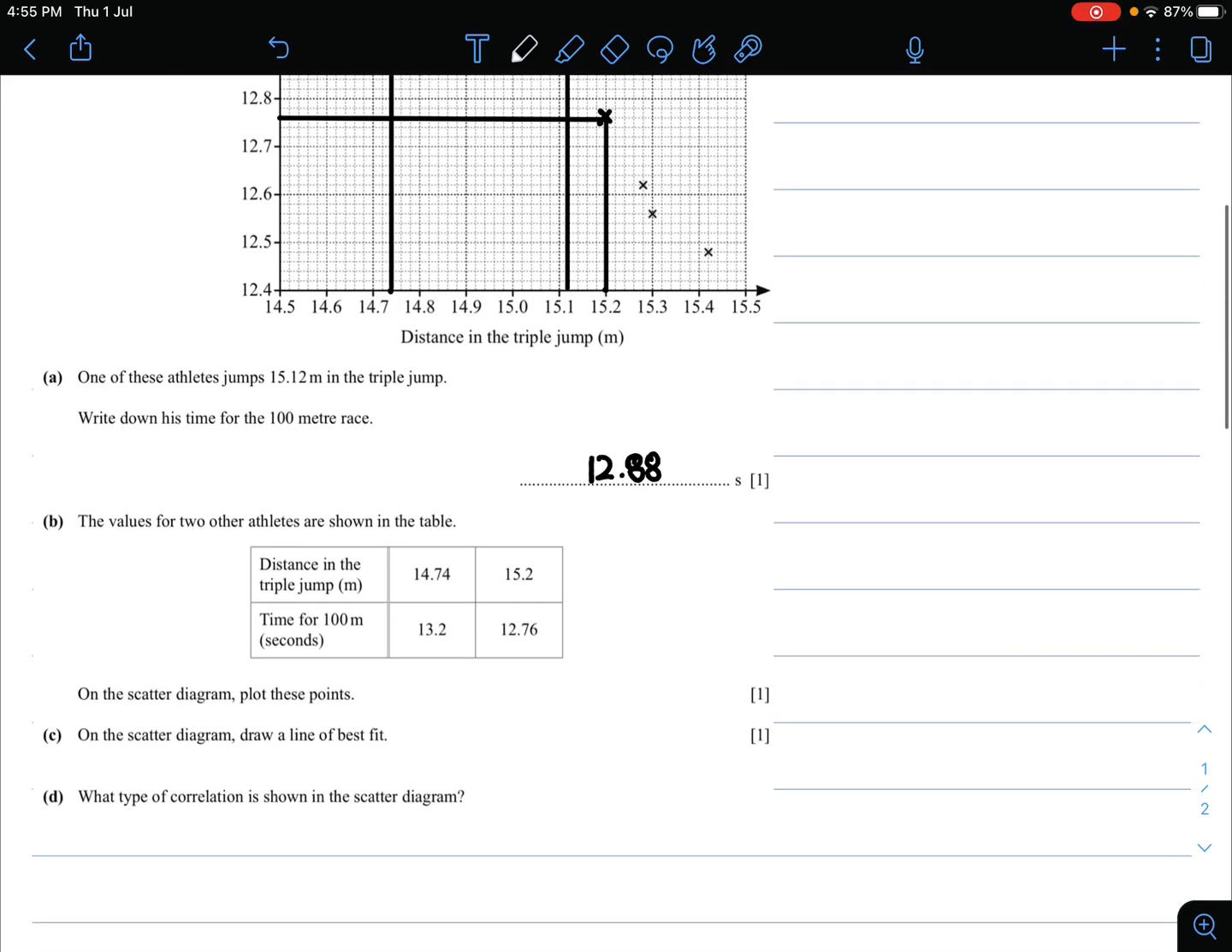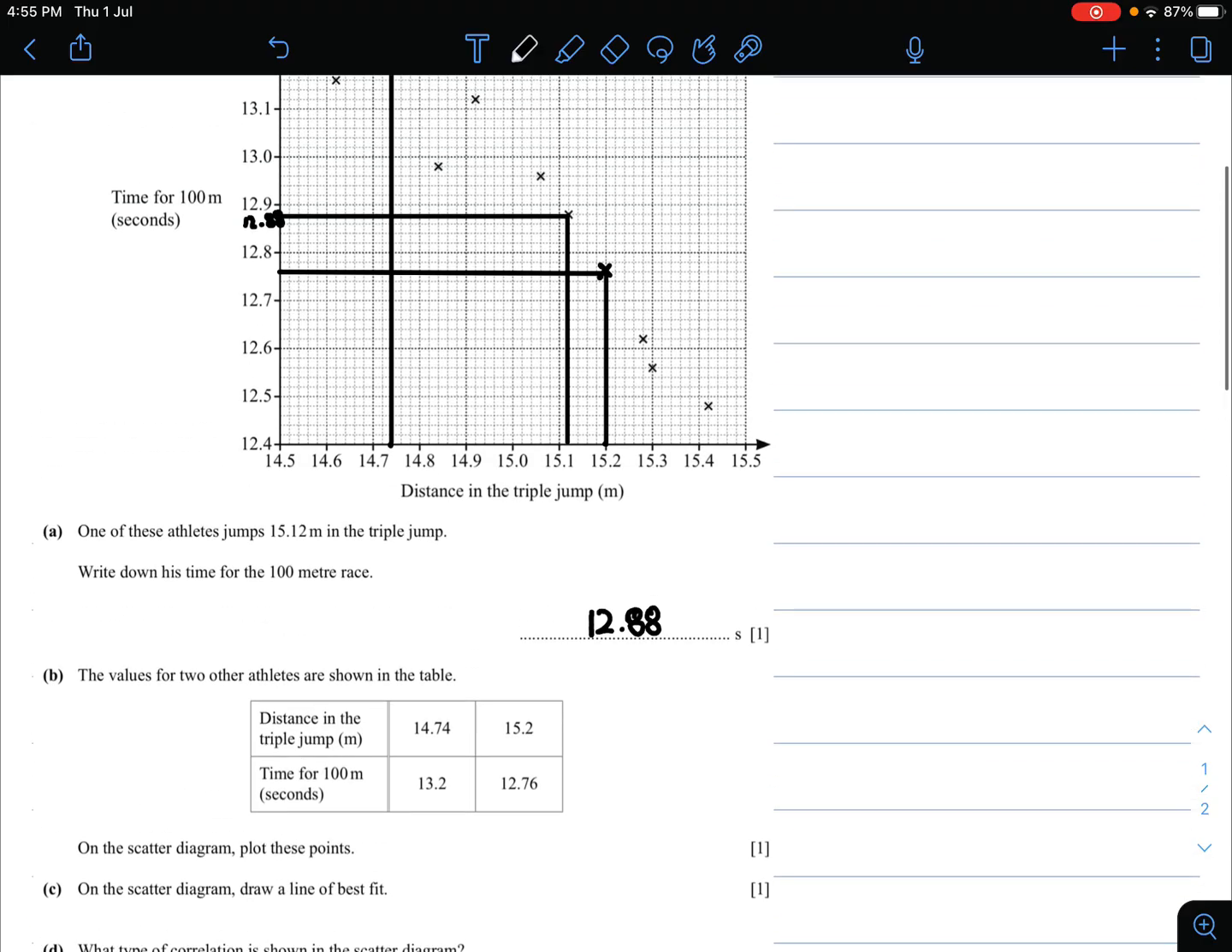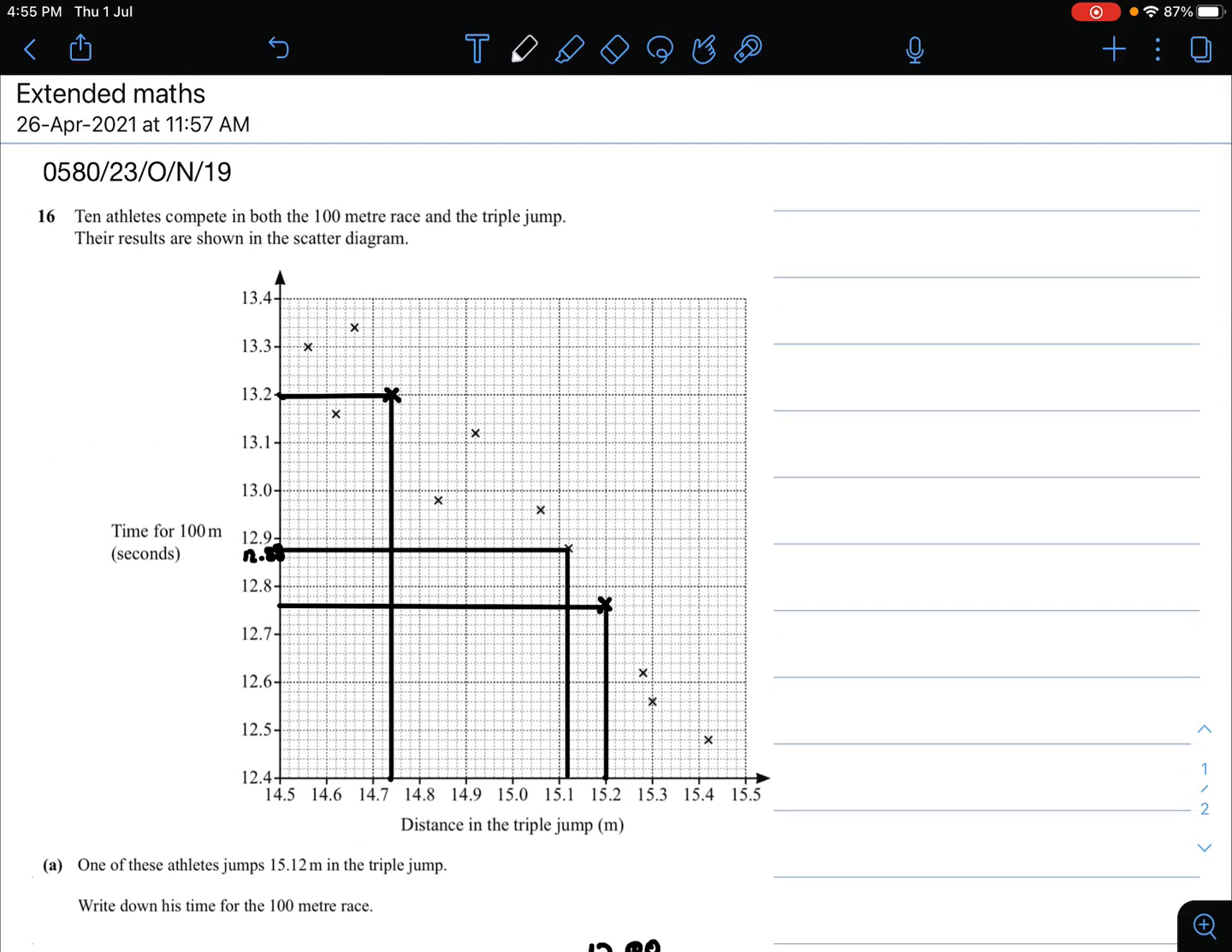Now let's move on to part C. On the scatter diagram, draw a line of best fit. So basically a line of best fit means a line that more or less, on an average, shows the direction of the points. So in this case, your line of best fit would go through right here like this. Mine's not exactly accurate, but as you can see, it will go through at least 2 or 3 points, and there are almost an equal number of points on both sides of the line of best fit.